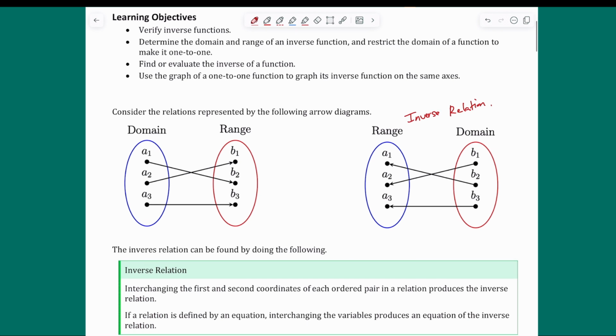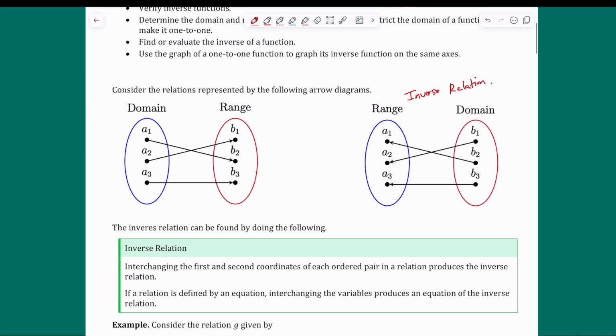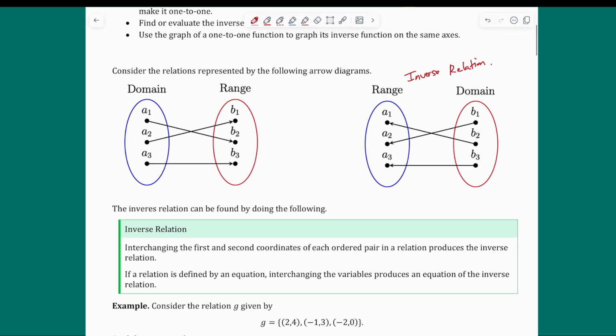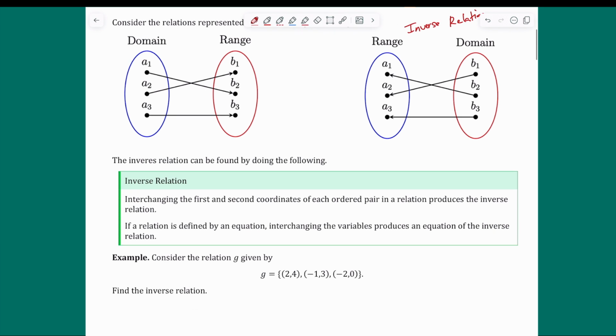So when you're given some type of way to represent a relation, such as we did with the arrow diagram, you basically are swapping. For example, if it's given as ordered pairs, then interchanging the first and second coordinates of each ordered pair in a relation produces the inverse relation. If a relation is defined by an equation, then interchanging the variables produces an equation of the inverse relation.